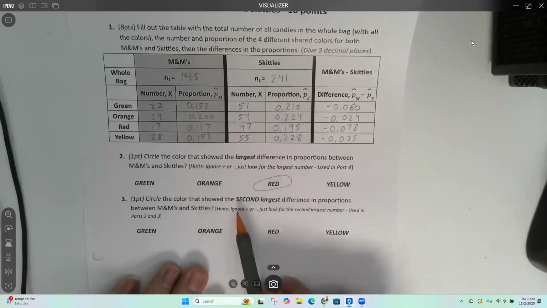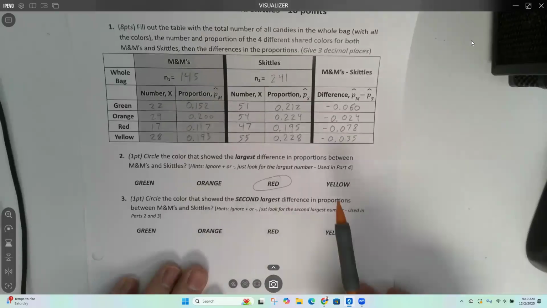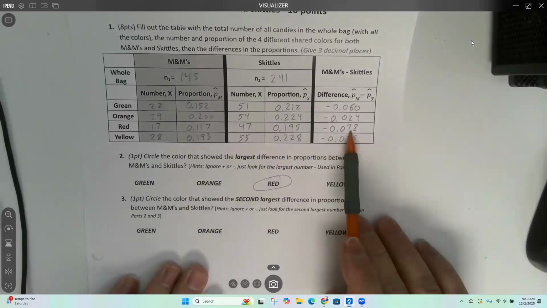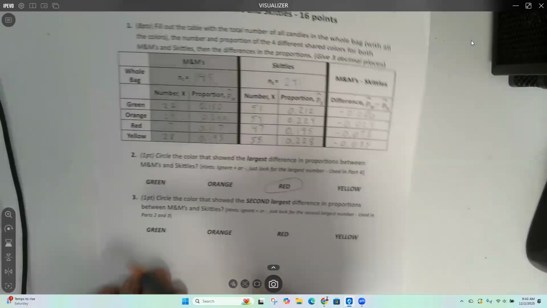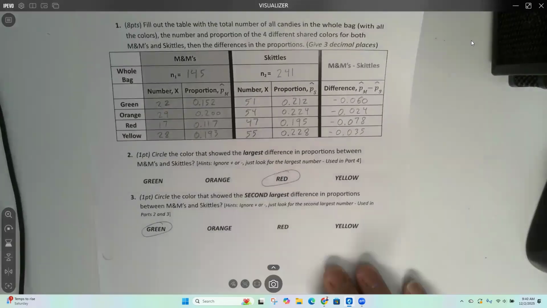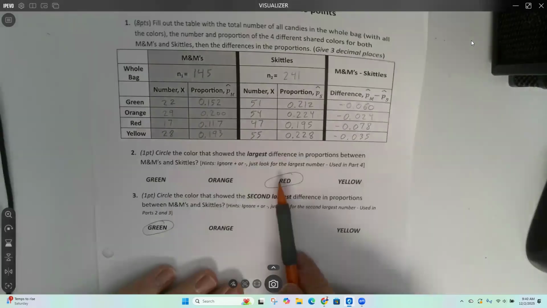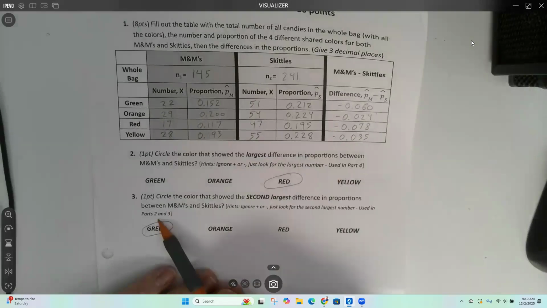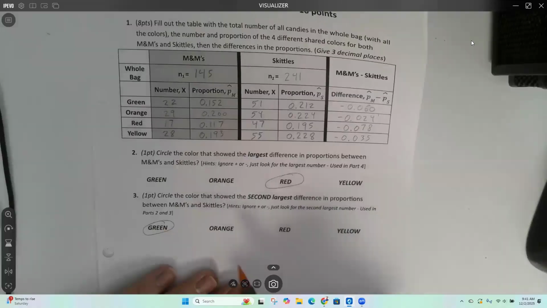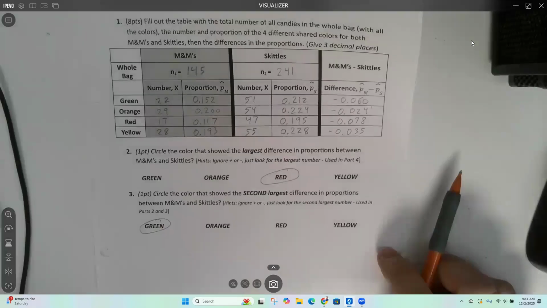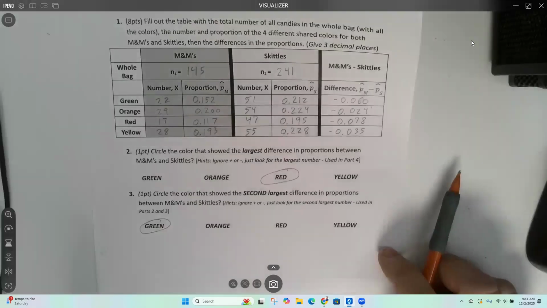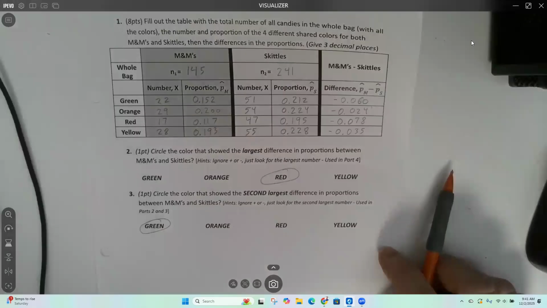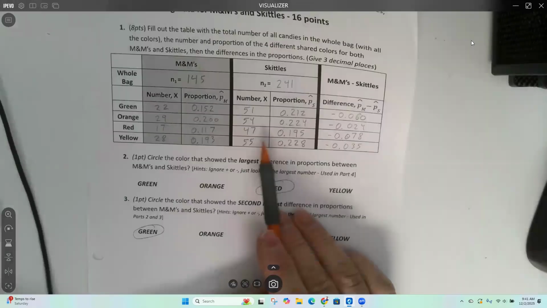Circle the color that showed the second largest difference. Mine would have been green. Okay. So it looks like we'll use red for part 4, and I'll use green for parts 2 and 3. So we're going to use the second largest one first. Okay. So for me, that's going to be green. So obviously it's going to be different for you guys.